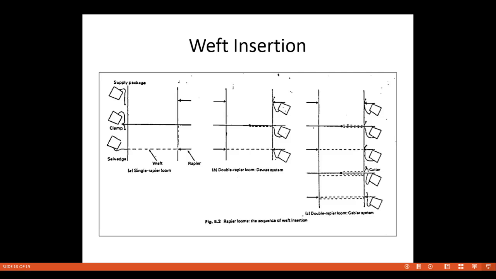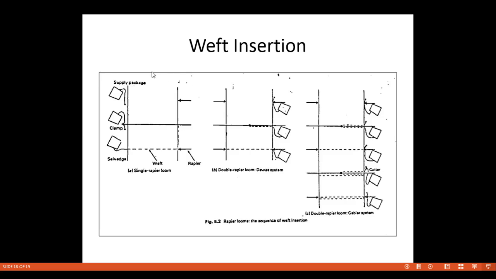Next we'll do some revision on weft insertion. In the first figure, second figure and third figure, the difference between the single rapier, double rapier, Tevas and Gabler systems will be clear. We'll revise what we learned in classification, drives and weft velocity curve.